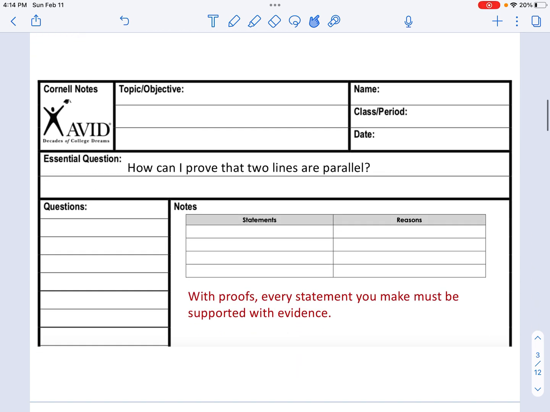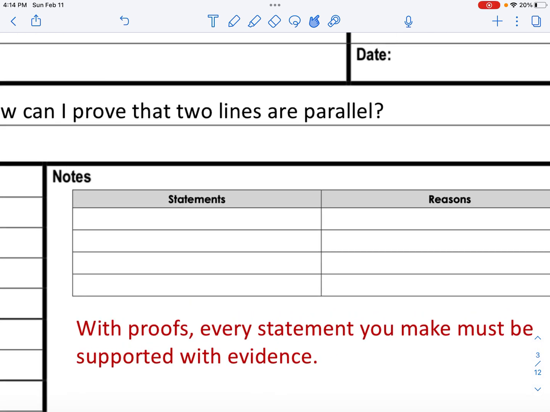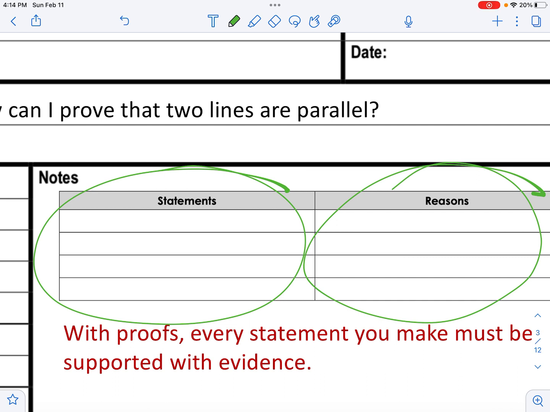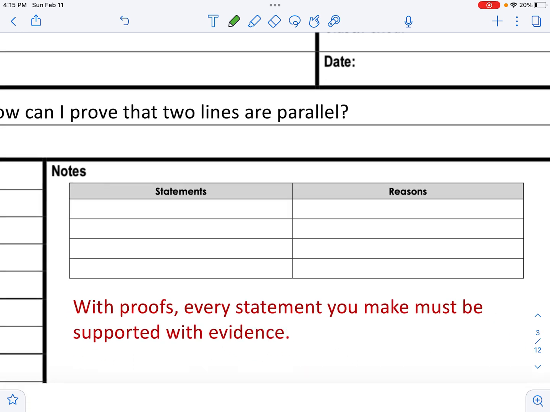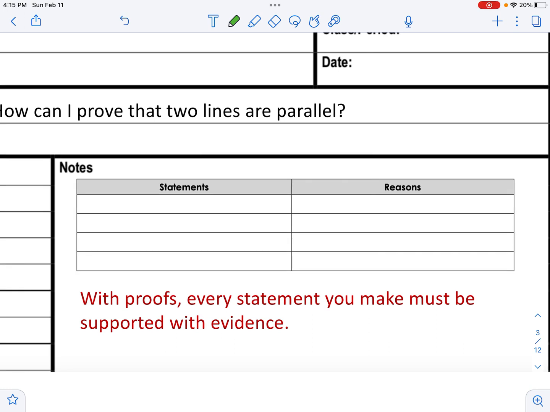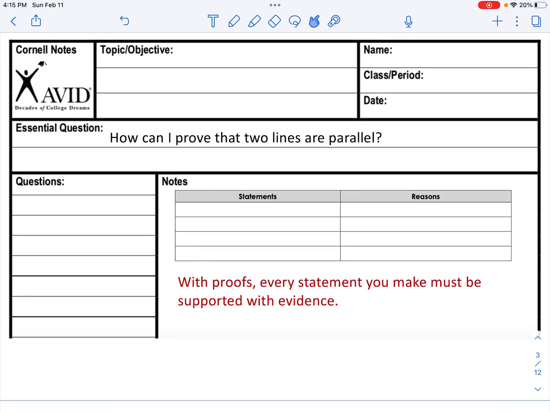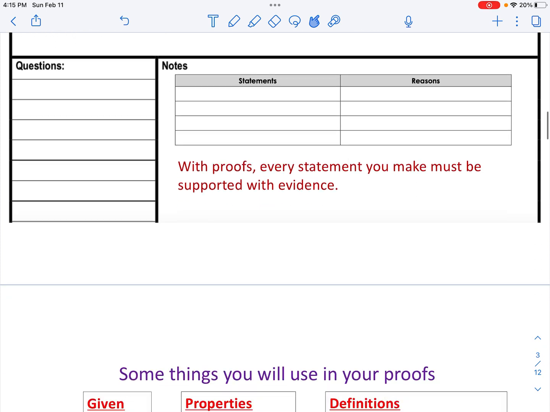Okay, so when we do proofs, we are going to have a two-column proof, and on the left, we're going to have statements. These are the things that we're saying. And then on the right, you're going to have the reasons why those statements are true. So with proofs, every statement you make must be supported with evidence, so that's the reason that we know that's true. Okay, so we're going to do two-column proofs. Like I said, we're going to do relatively short ones to begin with.